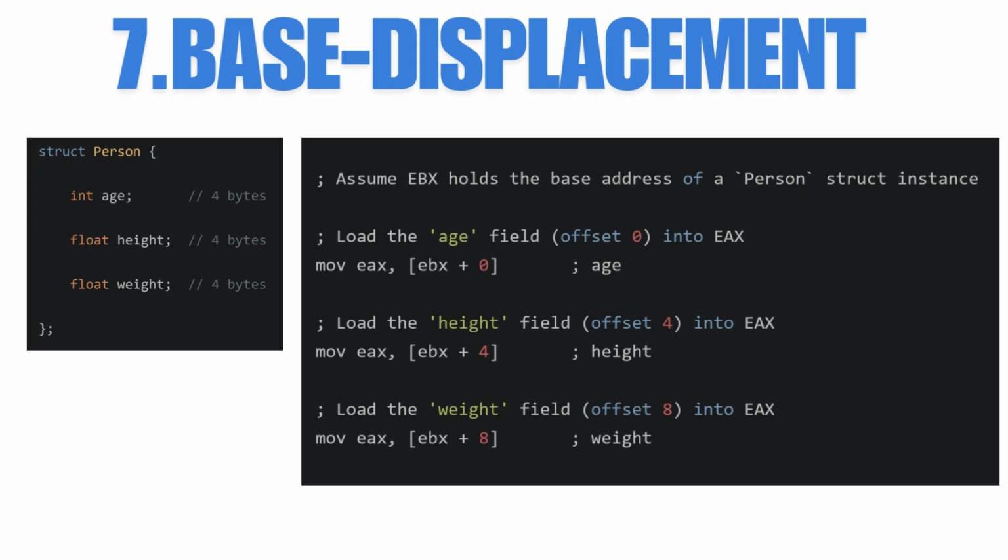Let's assume the base register, EBX, holds the base address of a person. Each field can be accessed by adding a specific offset to the base address in EBX as shown here. Each move instruction uses EBX plus an offset to access different fields within the structure. This is quite similar to indexed addressing where we also use an offset. But in base displacement addressing, we can have different offset values as shown here.